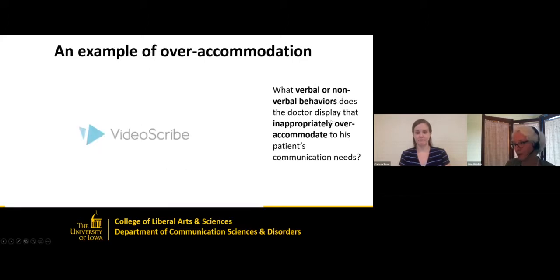Okay, so here is an example of over-accommodation. What behaviors does the doctor display? In this case, he inappropriately over-accommodates to his patient's communication needs.